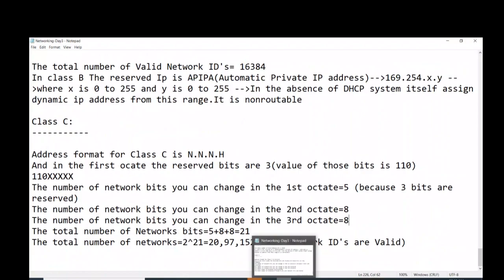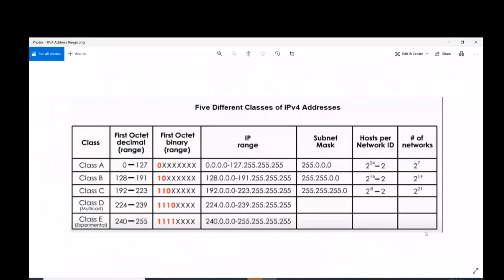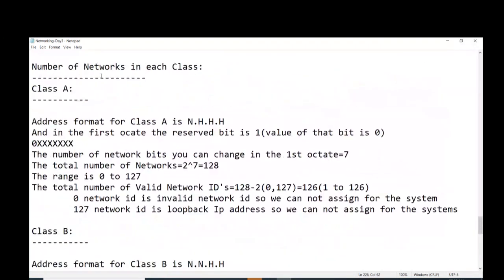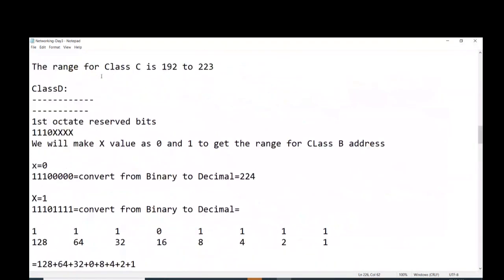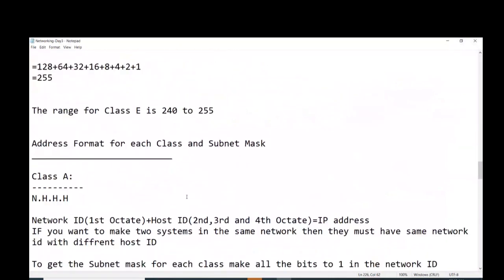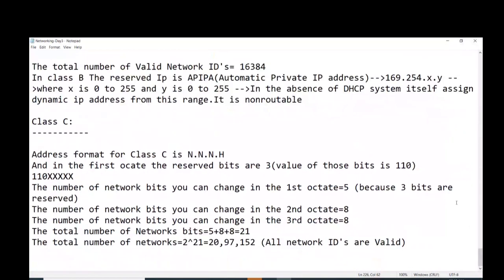Okay, so the last one is completed. Now we'll go with the hosts per network ID. Shall I type in the same document or open a new document? Same document, so that will help you. Now we'll go with the number of hosts per network.